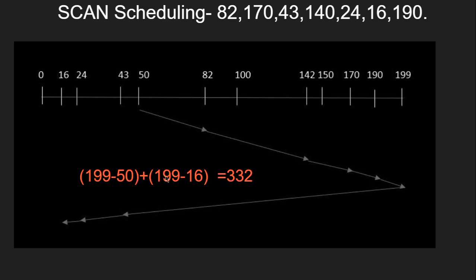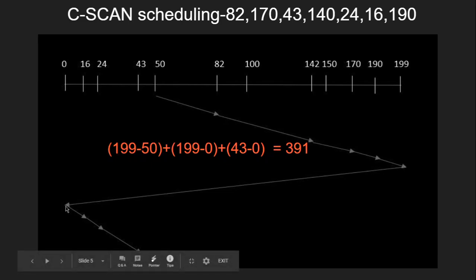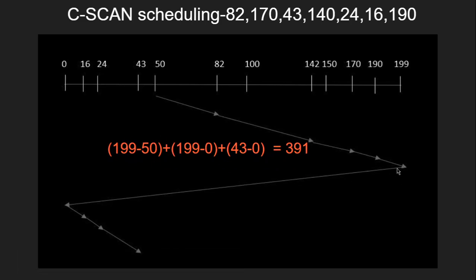Okay, so now coming to the next algorithm, which is the circular scan. As the name implies, the circular scan moves like a scan from 50 to the last position, which is 199, and then since it is circular, it will make a swipe from the last end to the first end. So it comes to 0, and from that 0 it will go and serve the remaining requests, the lower requests, which are 16, 24 and 43. So from 50 to 199 is one part, then the swipe from 199 to 0 is the other part, and then 0 to 43 is the next part.